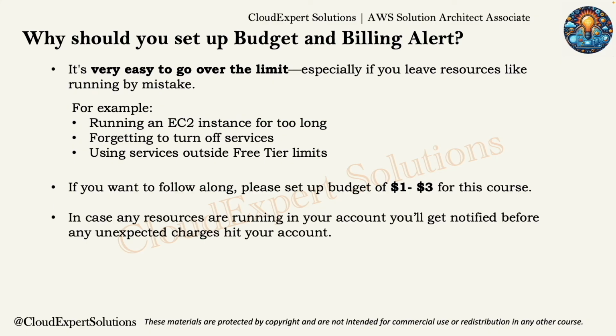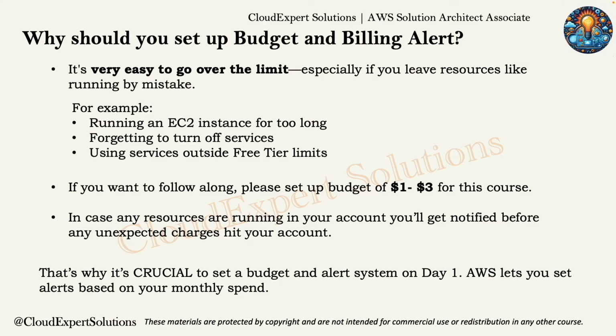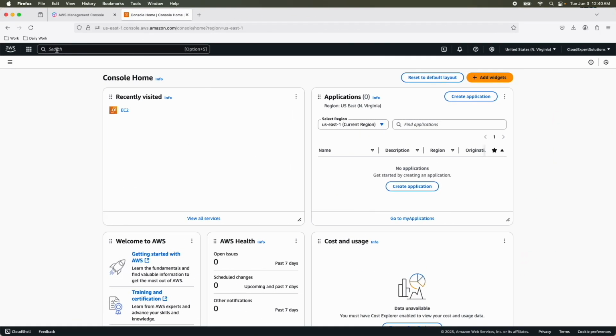By setting this budget, I am trying to protect you in case any resources are running in your account. You will get notification before any unexpected charges appear in your next month bill. That is why it's crucial to set a budget and alert system on day one. Setting a budget is completely free and AWS lets you set alerts based on your monthly spend. Now we will navigate to AWS Management Console and we are going to set up the budget and the billing alerts. Back to my AWS Management Console and I'll go to Billing Dashboard.